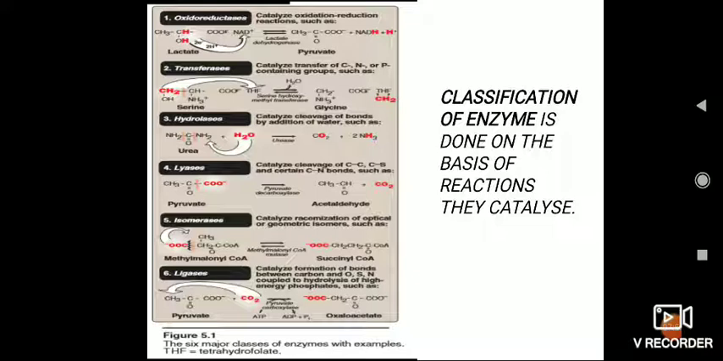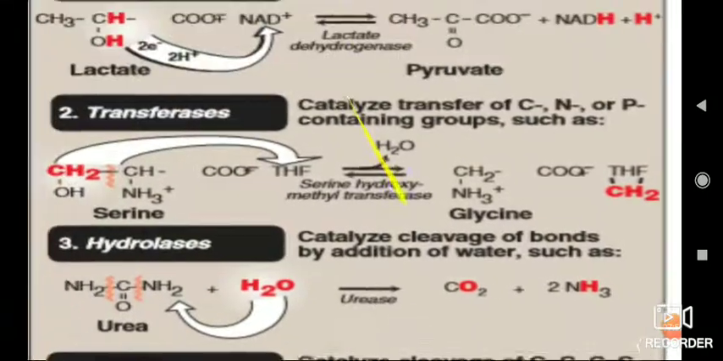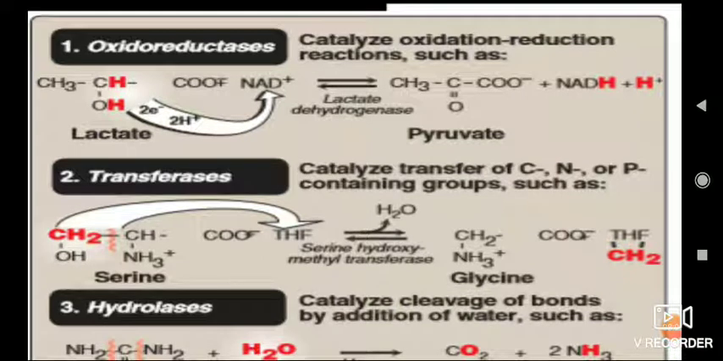Now talking about the classification of enzymes, it is done on the basis of the reactions the enzymes are catalyzing. Let's zoom in. So the first class is the oxidoreductases. Oxidoreductases catalyze oxidation-reduction reactions, such as the reaction catalyzed by lactate dehydrogenase as shown in the figure. In this reaction, one part is being oxidized and the other part is being reduced. As you can see in this reaction, the substrate, that is lactate, and NAD, which is a coenzyme for this reaction, are being oxidized and reduced to make pyruvate in the presence of lactate dehydrogenase.